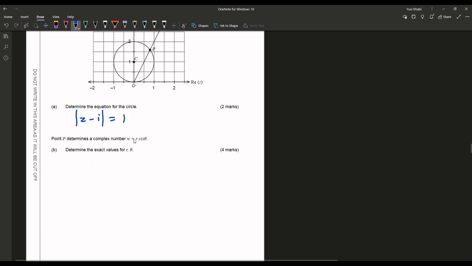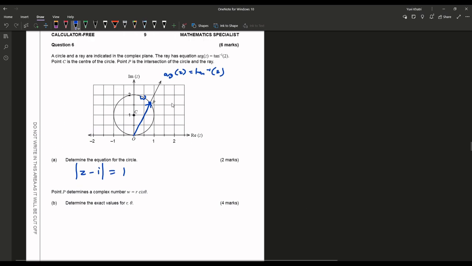Now part B says that point P is a complex number. So this is point P. And it's the complex number w equals r cis theta. It wants us to get r and theta. Well, theta is really easy because point P is on this line right here. And that angle with the x-axis is inverse tan of 2. So theta equals inverse tan of 2. That's simple.